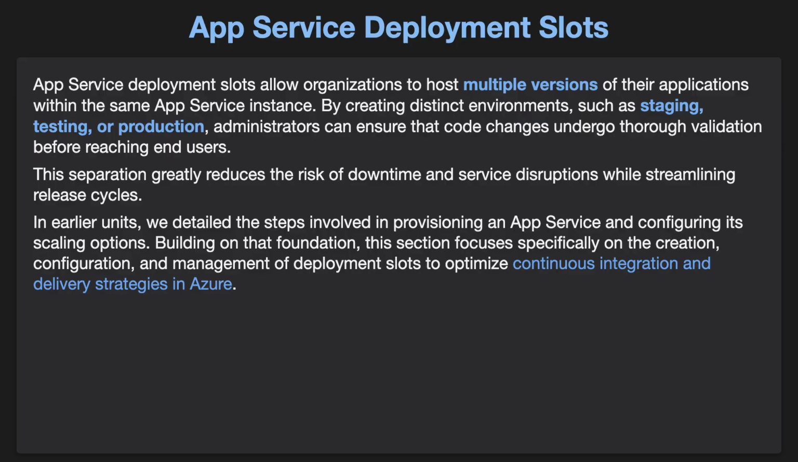In earlier units, we detailed the steps involved in provisioning an app service and configuring its scaling options. Building on that foundation, this section focuses specifically on the creation, configuration, and management of deployment slots to optimize continuous integration and delivery strategies in Azure.